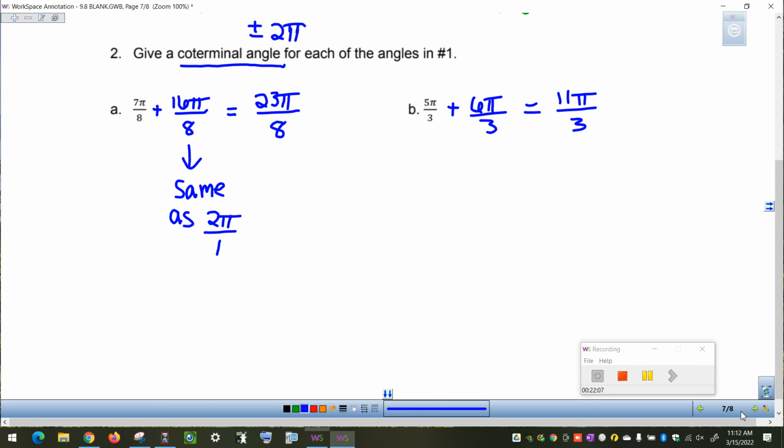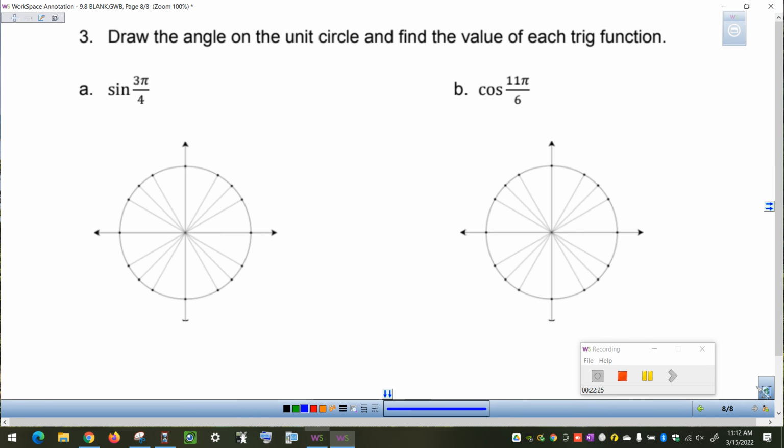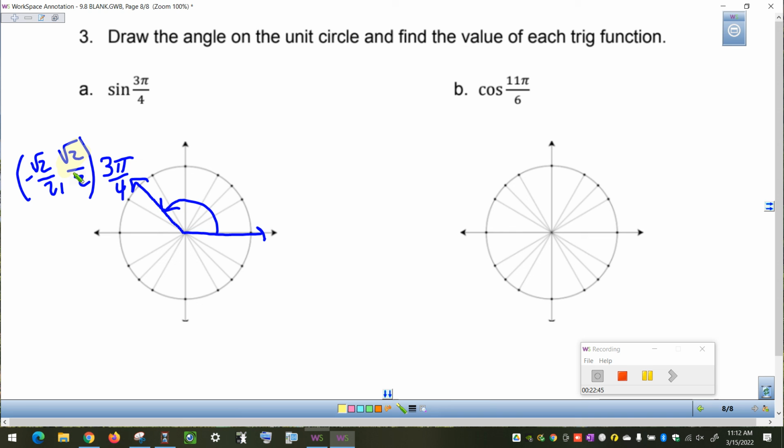Let's talk about the ones here now at the bottom. So here we wanted to draw the angle. So this is getting us a little bit more practice with the way that our angles are labeled in radians. So first I just drew 3 pi over 4. And then in this case, it's asking us for the sine. Well, the sine is equal to the y value. So this answer here would be square root 2 over 2.